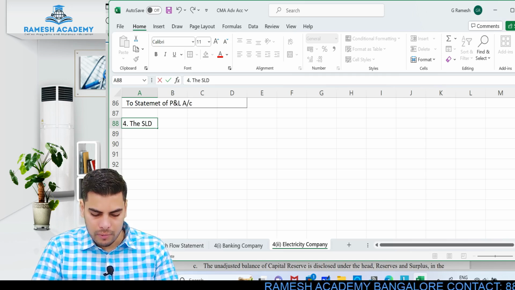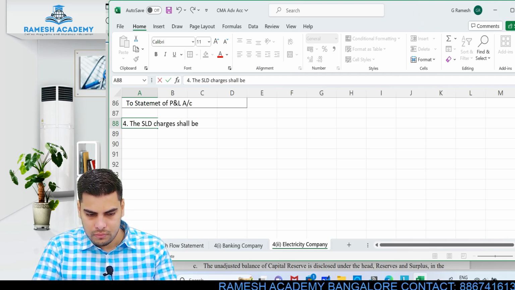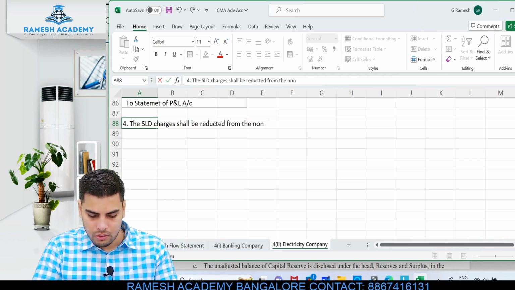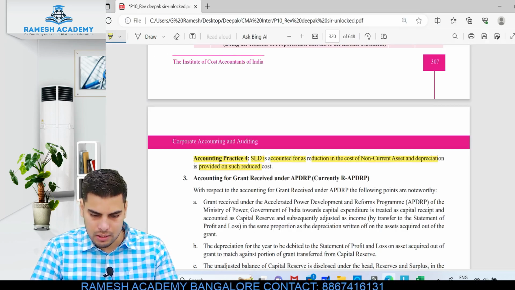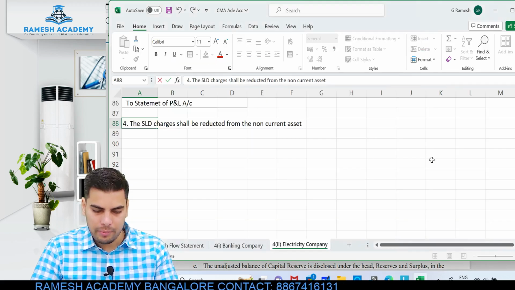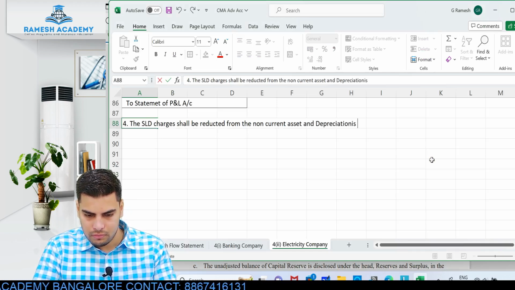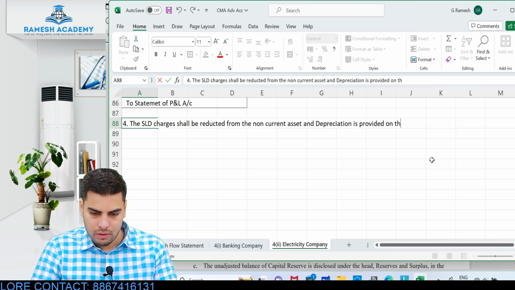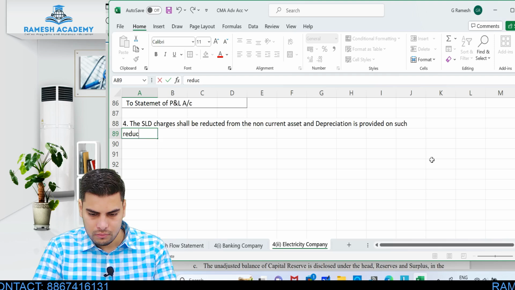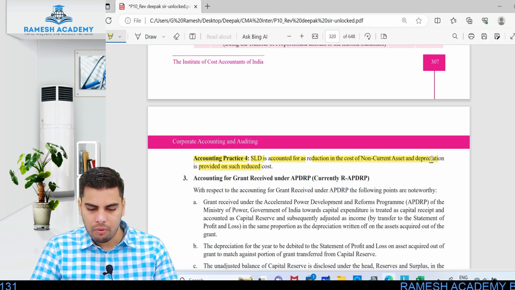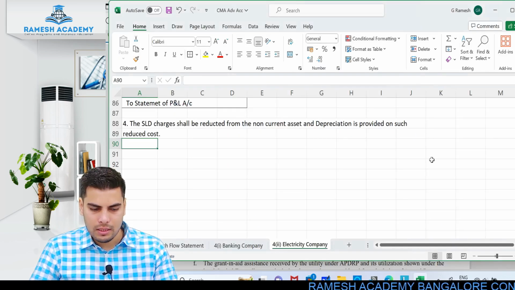The security line cum development charges shall be reduced from the non-current asset, that is nothing but the fixed assets. Okay, non-current assets are nothing but the fixed asset, and depreciation shall be provided on such reduced cost. Is this clear? And depreciation shall be provided on this particular reduced cost. Anybody having any doubt, any confusion so far? Is this clear? All right.